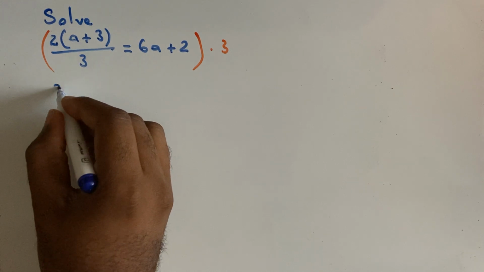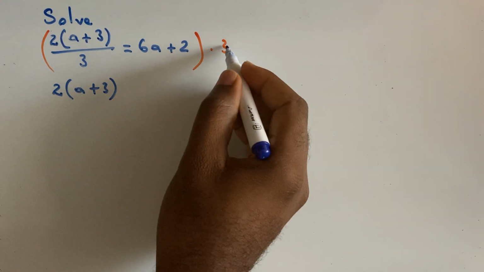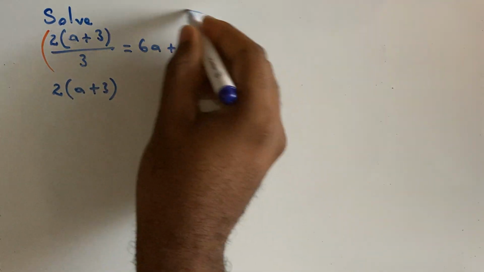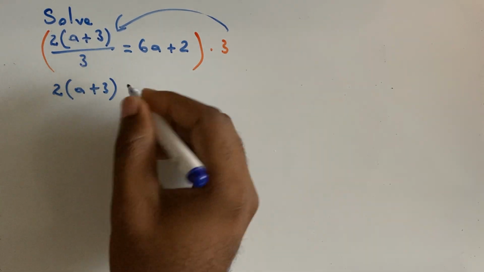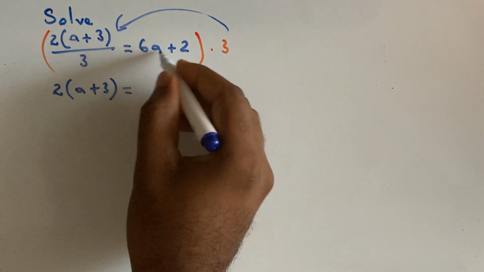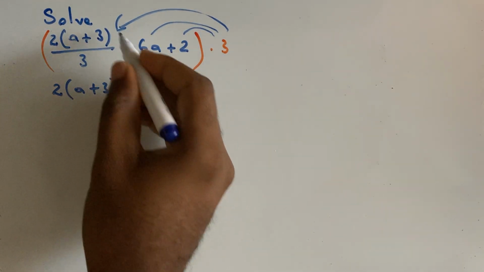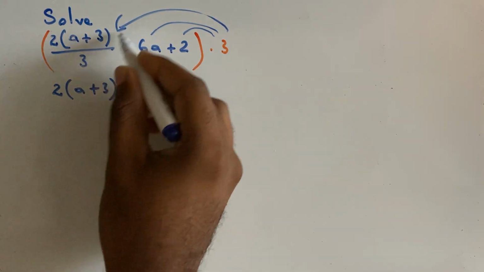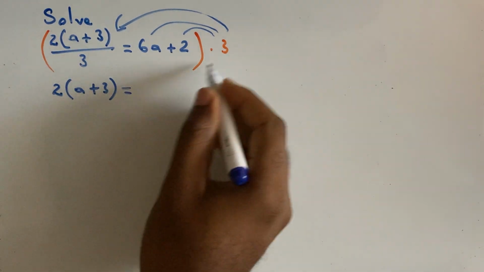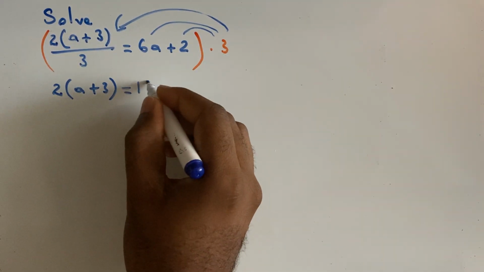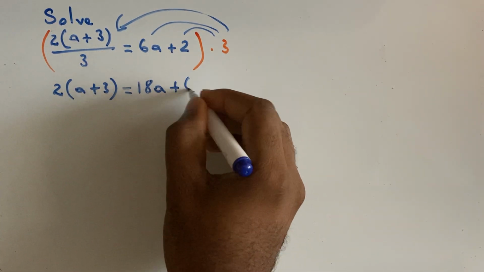So now just 2 times (a plus 3), because when multiplied by 3 here, it will cancel this other 3 out. All right, so you don't have to write it anymore. It's canceled out. Now equals, for this one, you have to distribute. Remember, when you multiply here, since there's a 3 in the denominator, it's canceled out. But since here there's nothing in the denominator, you have to distribute. So it's 3 times 6, which is 18a, plus 3 times 2, which is 6, okay?